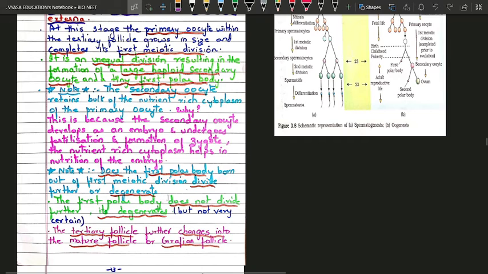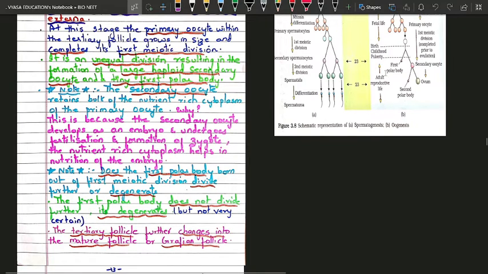There is a note here. Does the first polar body born out of the first meiotic division divide further, or does it degenerate? What happens to the first polar body? The first polar body does not divide. Generally there is a saying that it degenerates, but it is not very certain. It doesn't divide, that is true, but whether it degenerates or not, we don't know. We are not sure. NCERT says it degenerates but is not very certain.